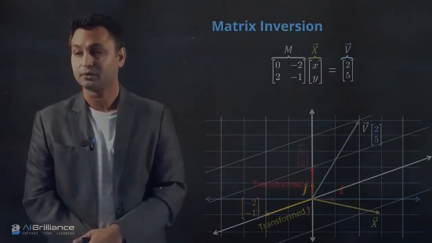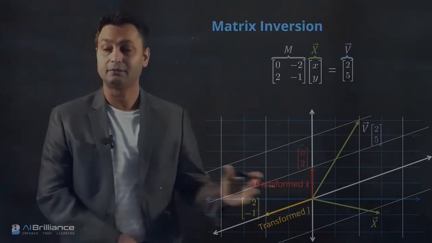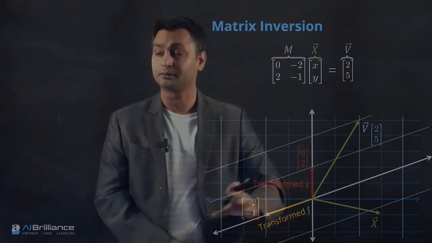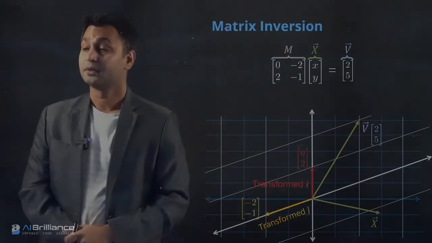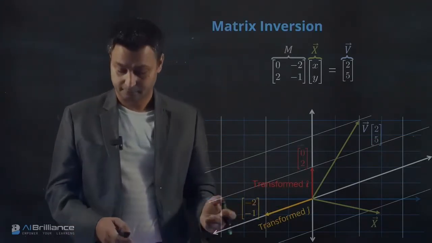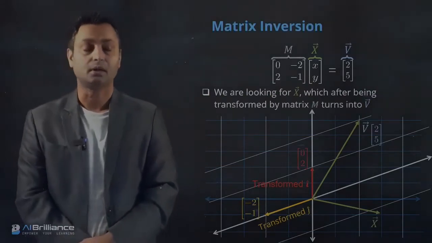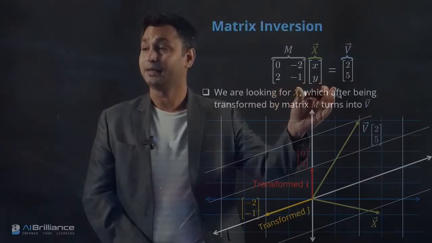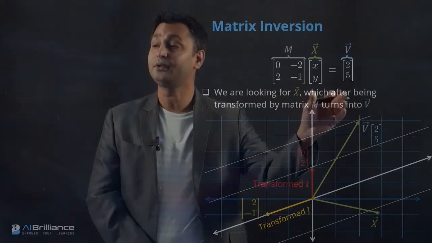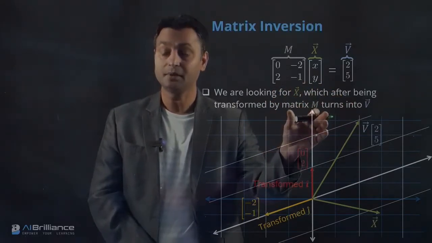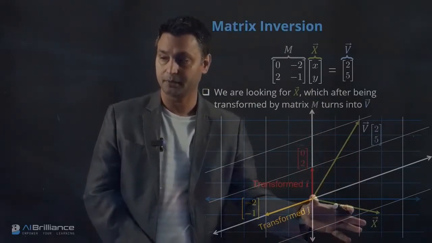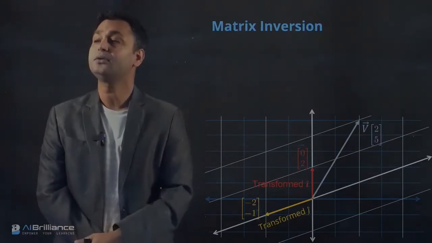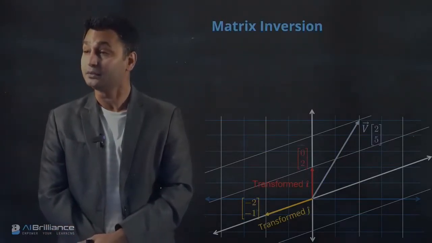Okay. So this after transformation has to become that, and after transformation the original unit vectors will also get transformed, and in the new transformed space the unit vectors are going to be different. Okay. So that's the geometric meaning of multiplying m by x. So we are looking for x which after being transformed by matrix m turns into v. So after multiplication it turns into v. Okay. And this intuition also gives you what the matrix inversion operation is.